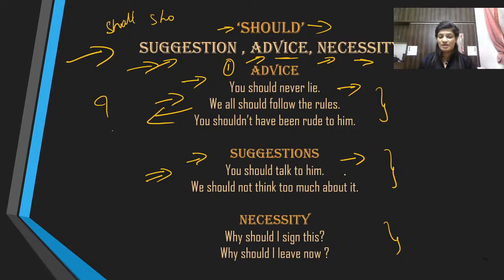You should talk to him. We should not think too much about it. Now, this is a clear suggestion. You're making a suggestion. Up here, you are advising. Here, you are suggesting some different plan. You should study. How are you saying that? Are you saying that as an advice or as a suggestion? Suggestion is a little different. You are suggesting to do something. This is an advice: you should study. You should sleep on time is an advice.